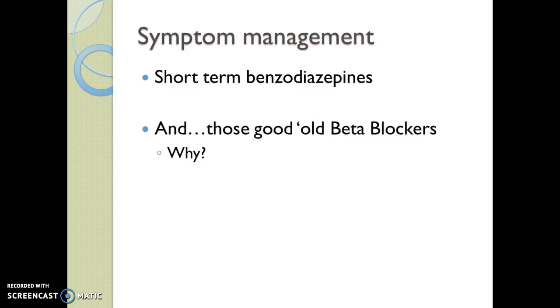Symptom management is also important. Sometimes short-term benzodiazepines, which we will study later in this course, and those good old beta blockers. I want you to think about why beta blockers might be used for symptom management in this population with excess thyroid hormone.